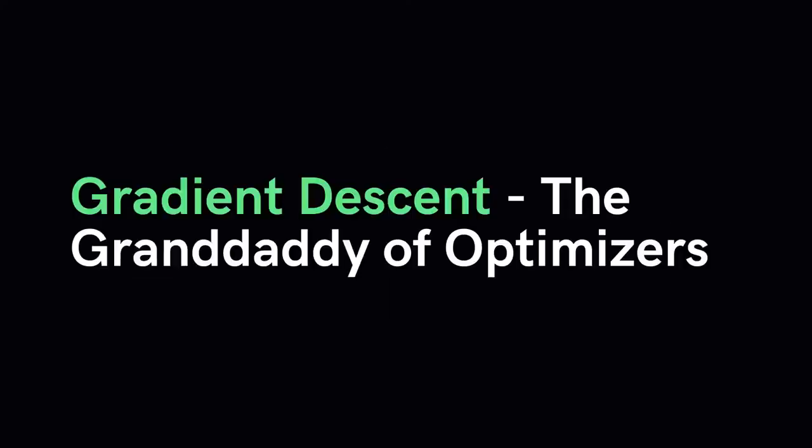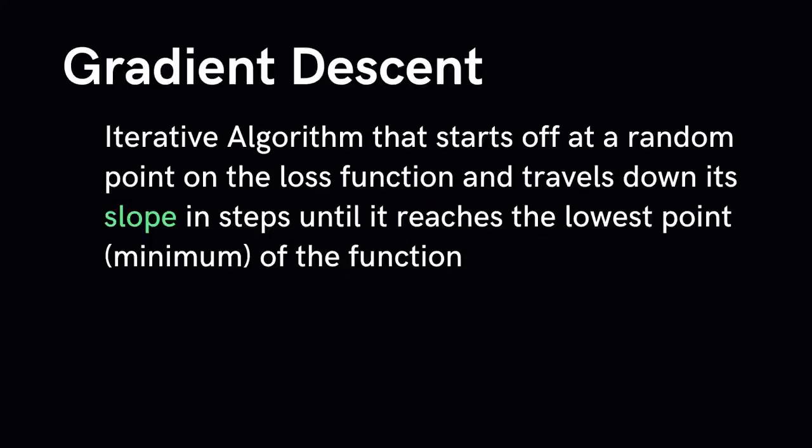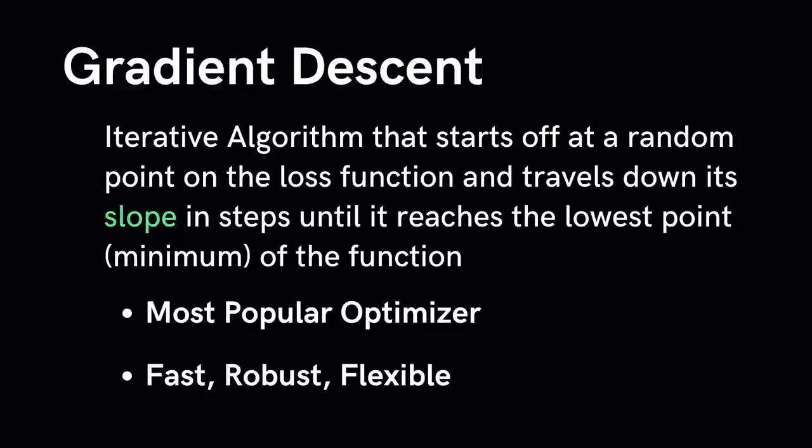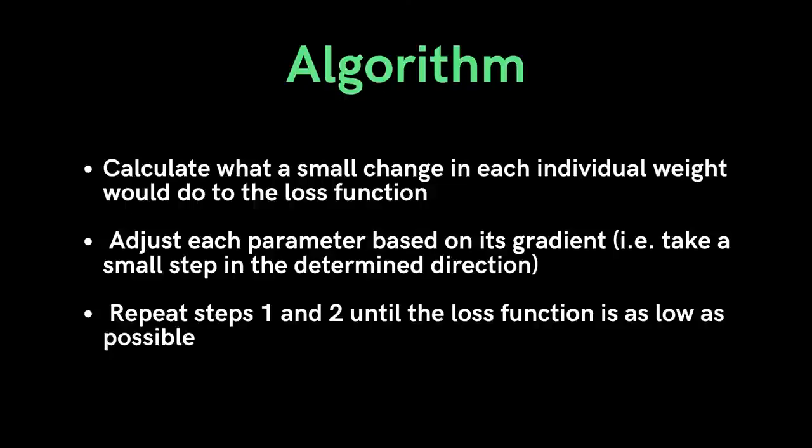We now come to gradient descent, often called the granddaddy of optimizers. Gradient descent is an iterative algorithm that starts off at a random point in the loss function and travels down its slope in steps until it reaches the lowest point or the minimum of the function. It is the most popular optimizer we use nowadays. It's fast, robust, and flexible. And here's how it works. First, we calculate what a small change in each individual weight would do to the loss function. We adjust each individual weight based on its gradient, that is, take a small step in the determined direction. The last step is to repeat the first and the second step until the loss function gets as low as possible.